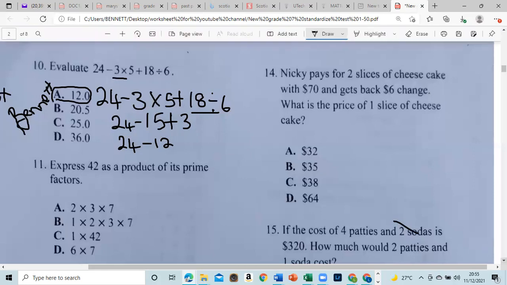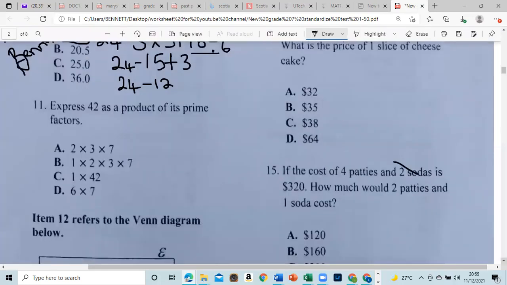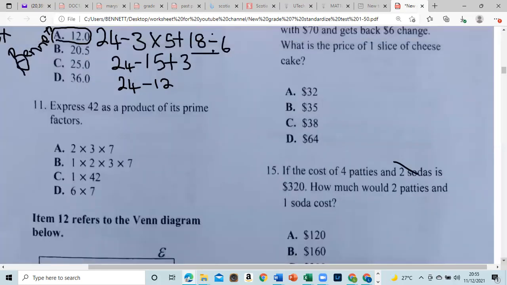Number 11, it says express 42 as a product of its prime factors. Prime factors. And we know that I just did this the other day, and my students nailed this topic. I was so impressed. So it's 6 times 7. Now 7 is a prime number, however 6 is not a prime number.